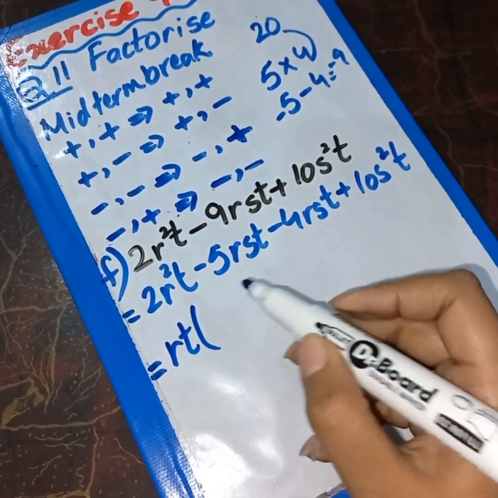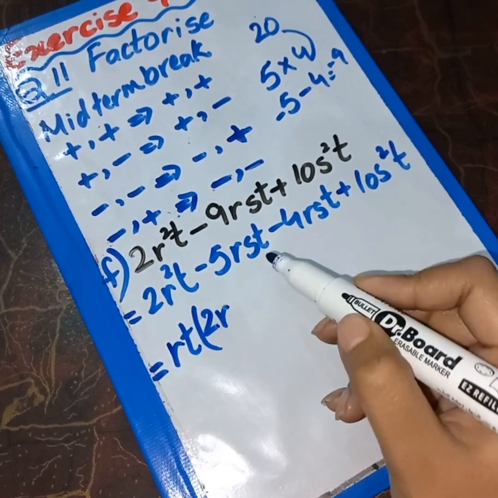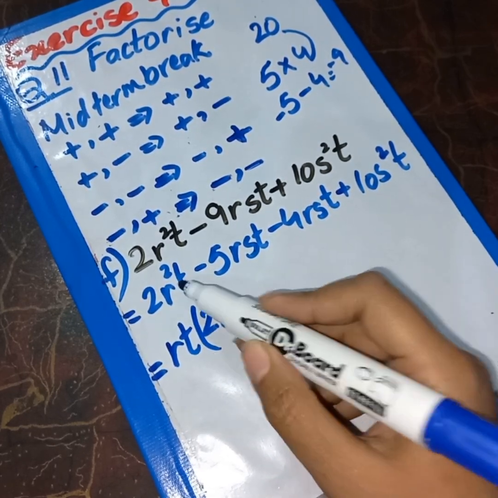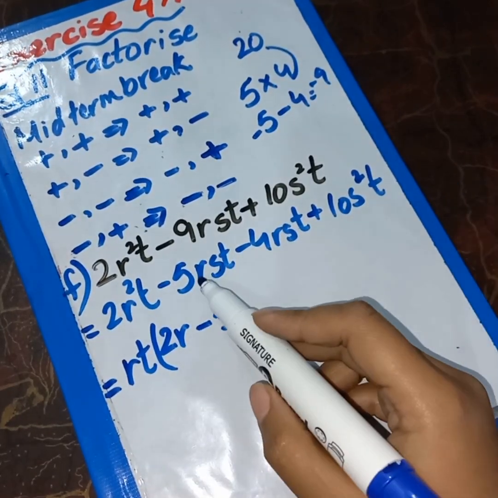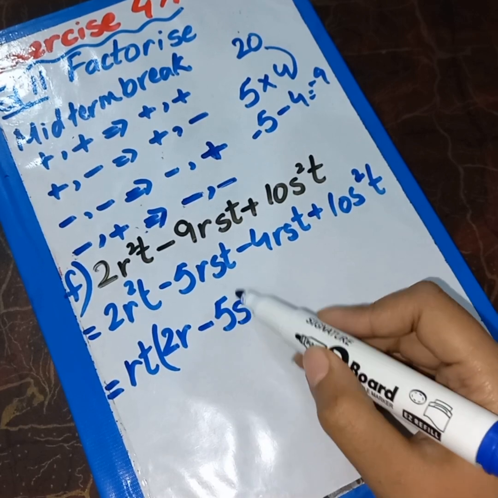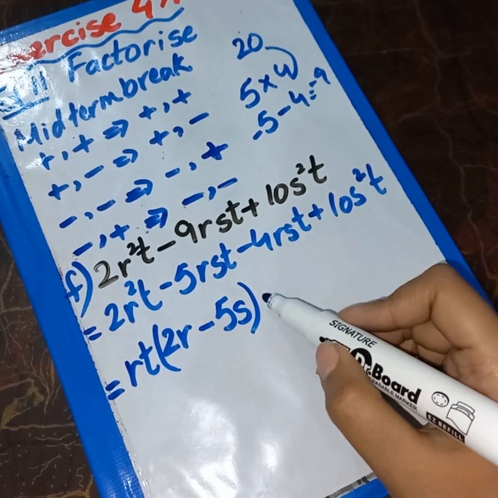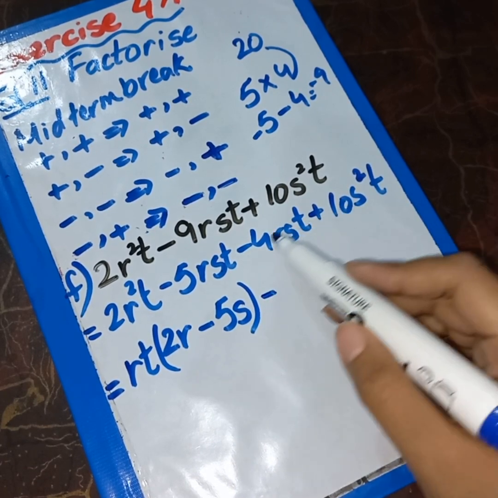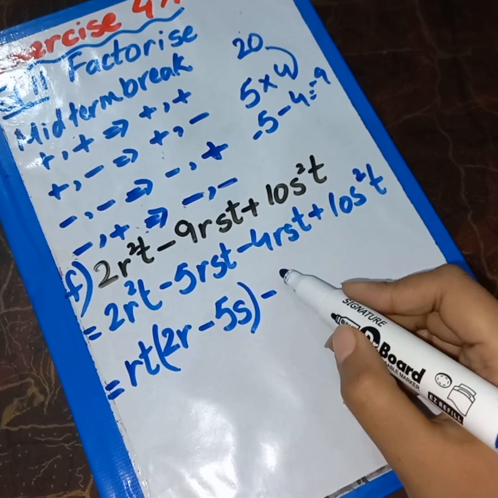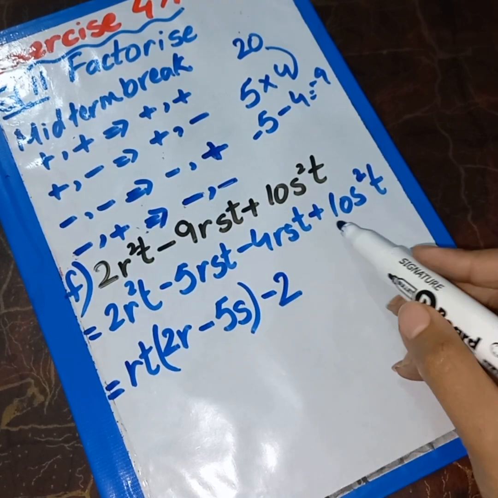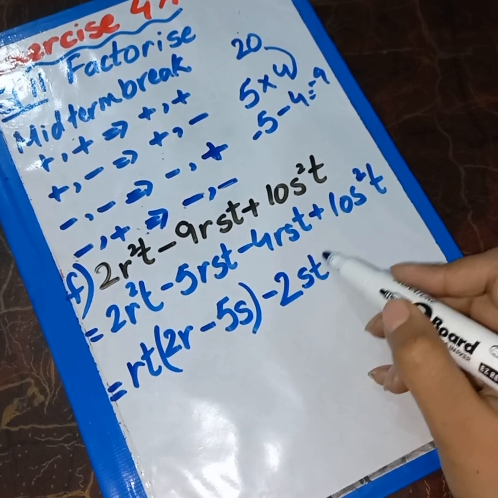rt. Now in 2, one r is outside, one r will be inside. There is no need to write t because t is already outside. Now 5 will come here. Among these two, rt is outside, s will be written inside. From this, we need to take 4 and 10. Among these two, 4 and 10, the common factor is 2. And what about the variable? st, st, these two are common. So let's bring it out.